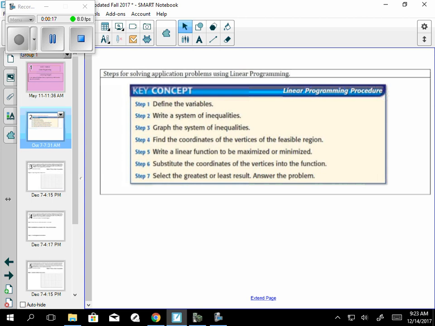Then we want to write a system of inequalities. Remember, inequalities means like less than, greater than signs. We're going to graph them. We're going to find the coordinates of the vertices for the feasible region. Write a linear function to be maximized or minimized. Substitute in those vertices and then find the result. All right, so we're going to look at two examples here.